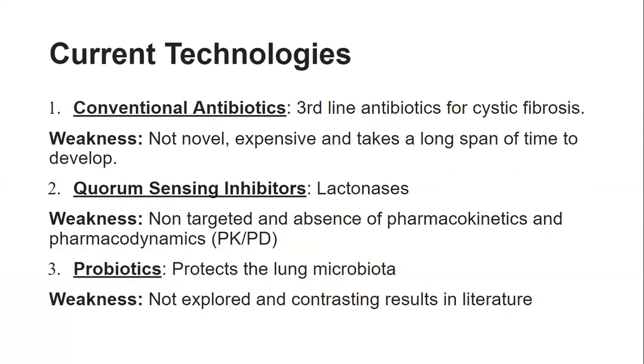The competing technologies with our solution are the current technologies that exist, and our solution can work alongside them. These include conventional antibiotics, like the third-line antibiotics for cystic fibrosis. Their weakness is that they are not novel solutions. They are expensive, and it takes a long time for them to be developed. The second current technology is the quorum sensing inhibitors, like lactonases. Their weakness is that they are non-targeted, and there is an absence of pharmacokinetics and pharmacodynamics.